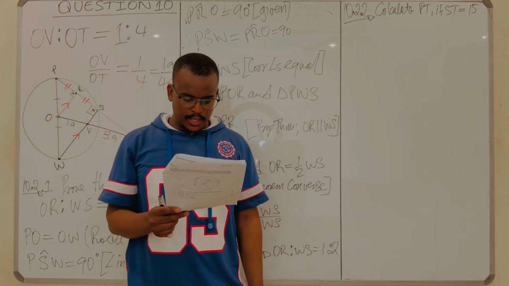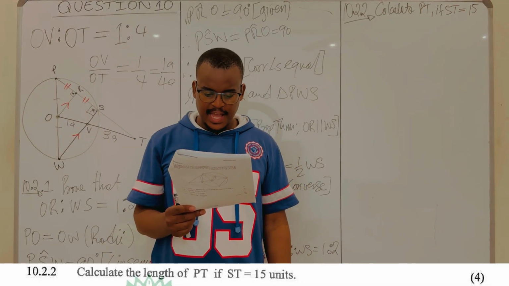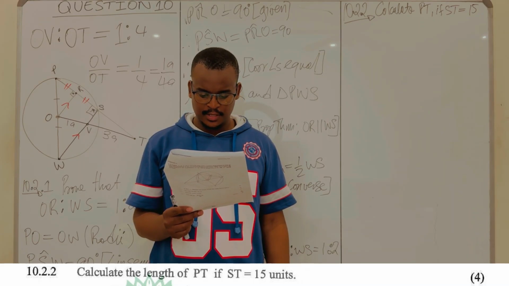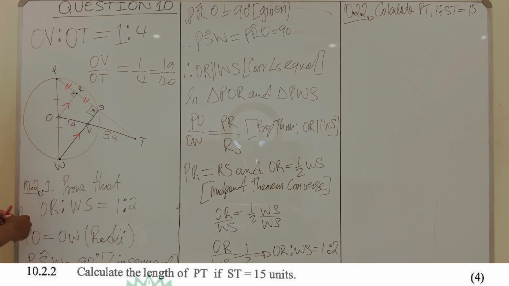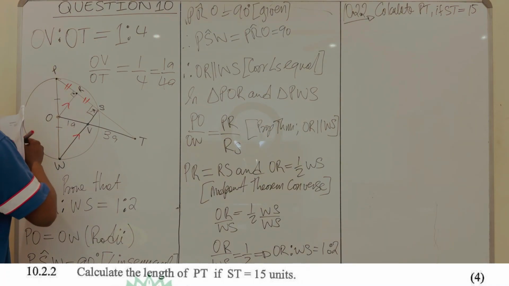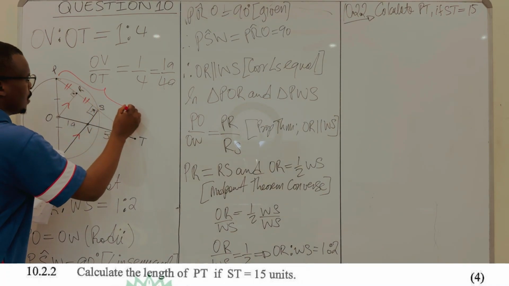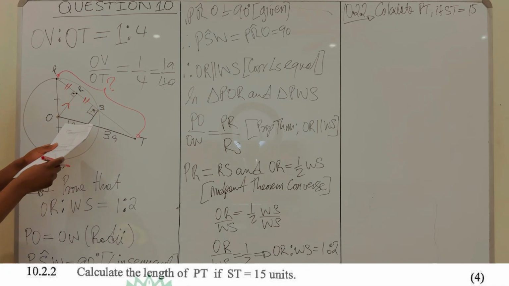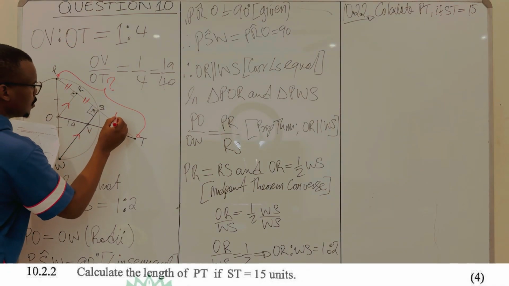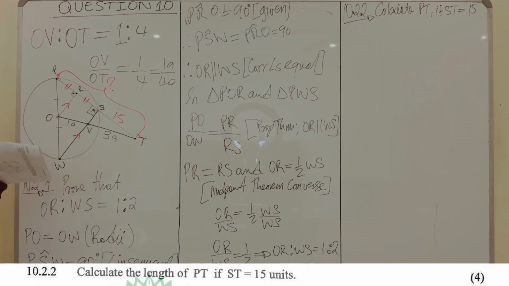Okay, so now we're doing 10.2.2. That's saying calculate the length of PT if ST is equal to 15 units. So they want us to find what? They want us to find PT, which is this entire length from here to there. So they want us to find this entire length here. And they have told us that ST is equal to 15 units. Right? ST is equal to 15 units.